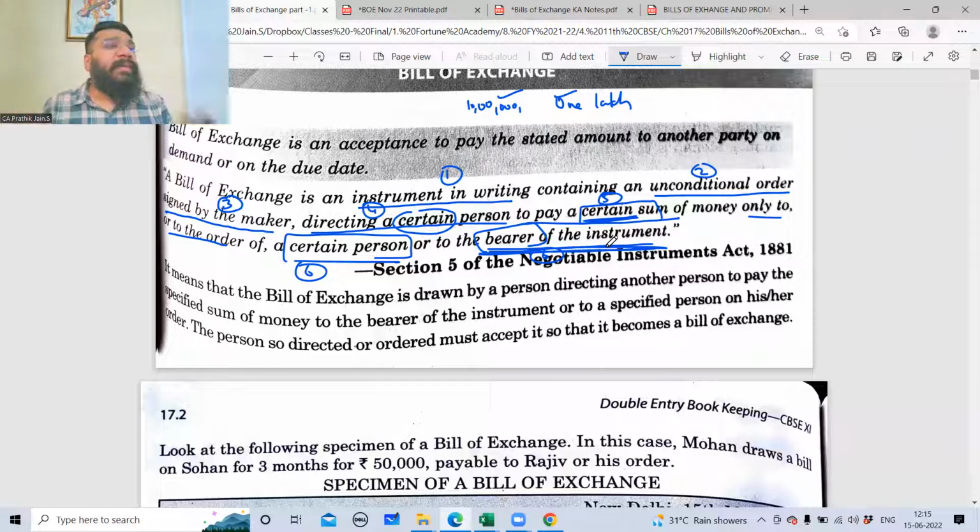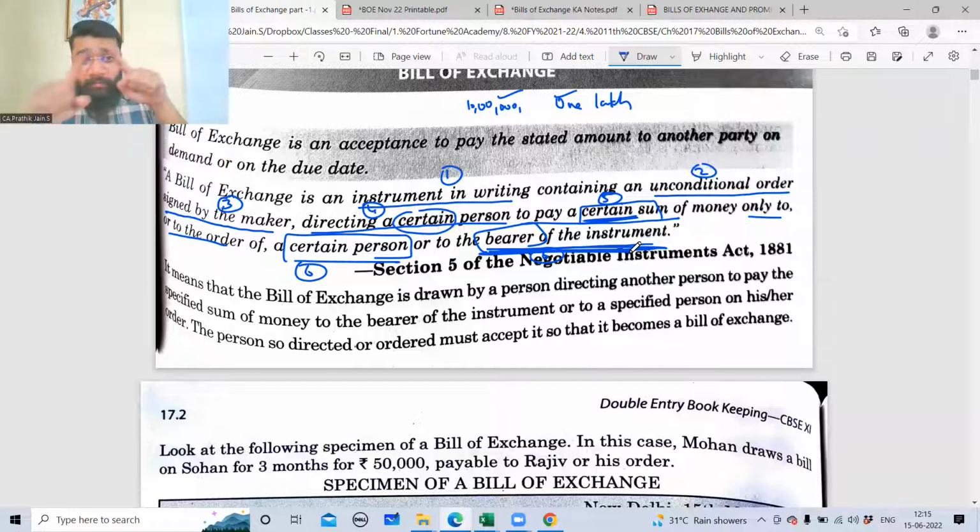Now on the way, Saraswat dropped this bill. Arjun got that bill. And Arjun is coming with that bill to me. So will I make payment to Saraswat or will I make payment to Arjun? I'll make the payment to Arjun. Why? Because he is bearer of the instrument.